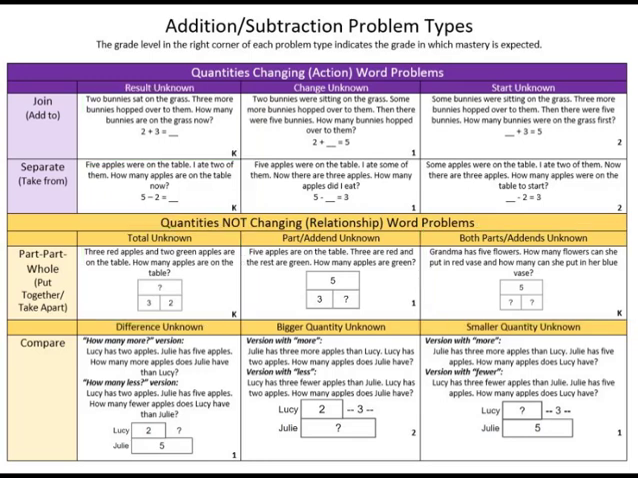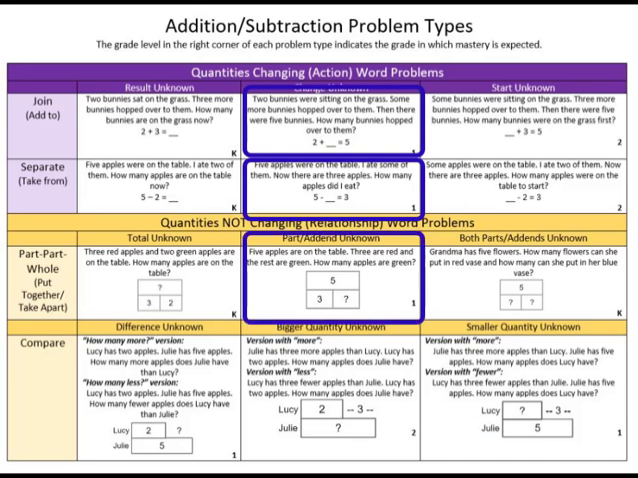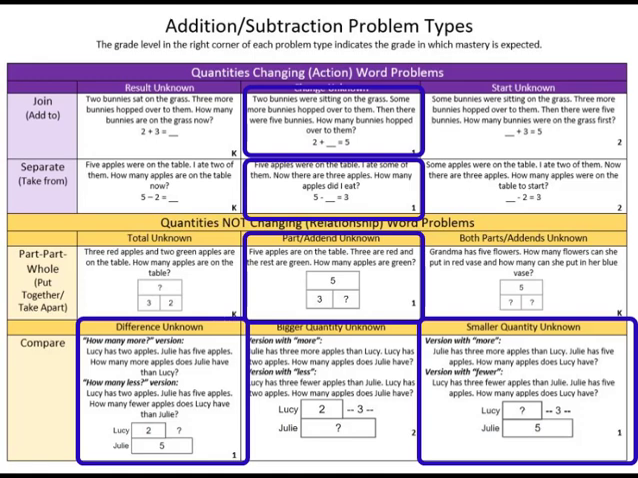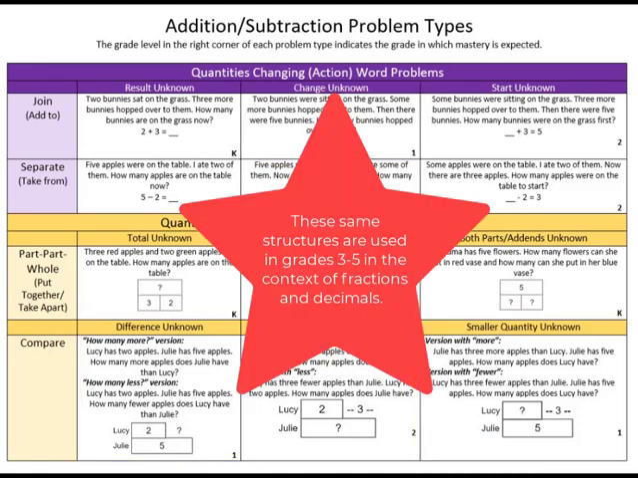Then in first grade, they start to learn new problem types like join, change unknown, separate, change unknown, part-part whole, one part unknown, and the comparison difference unknown word problem. These same addition and subtraction word problem type structures are also used as students move into learning about fractions in grades 3 through 5. These same structures are used, however, fractions are inserted in the place of the whole numbers. Likewise, we use the same problems for decimals as well.